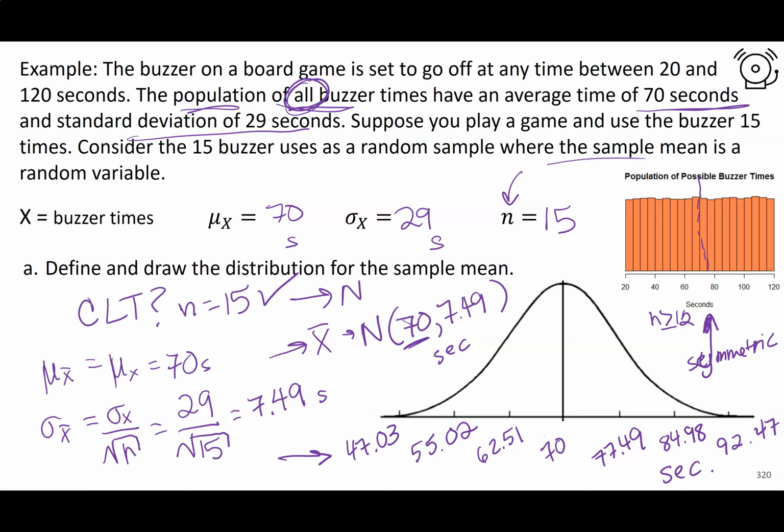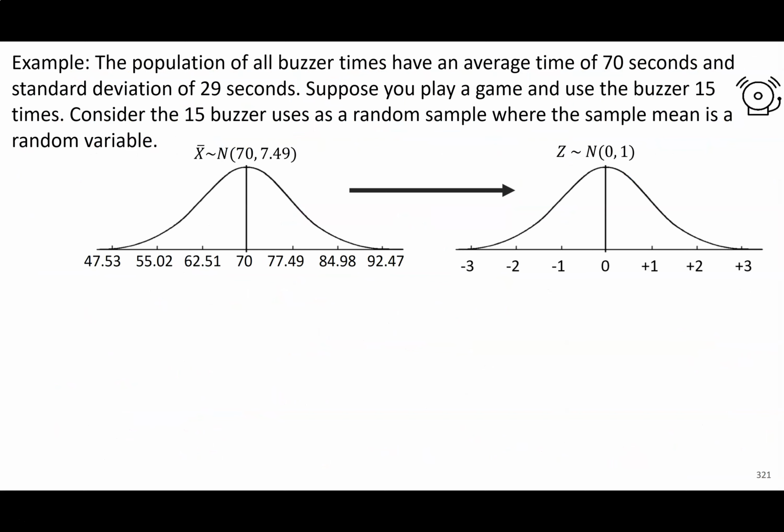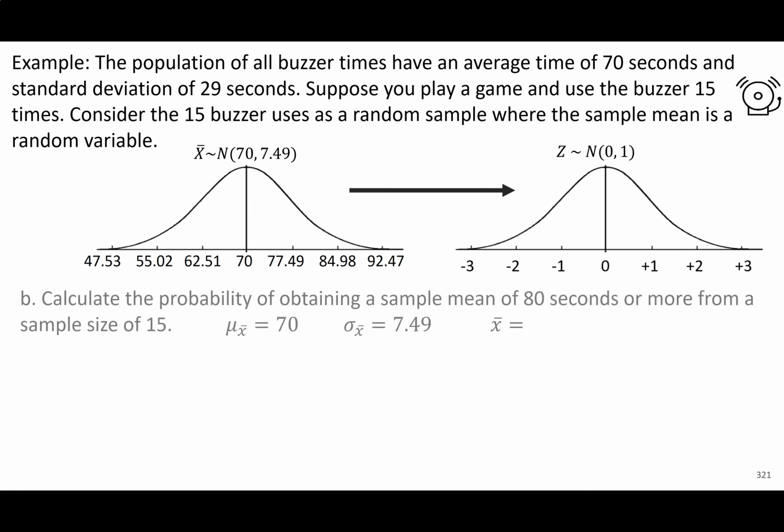So now we're going to focus on that sample of 15. What did we actually see in that sample? Okay, so we're still using this example where we're looking at the buzzer times from this game. Suppose I want to play a game and I use the buzzer 15 times, and when I do, I get a sample mean of 80 seconds. So 80 seconds for these 15 buzzer times.